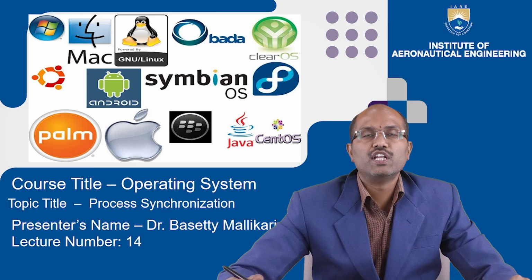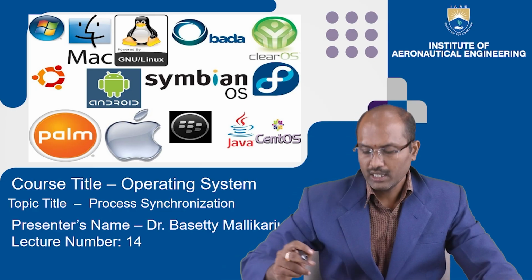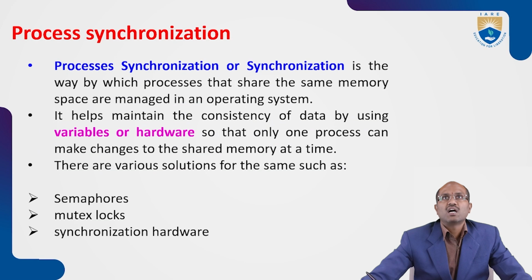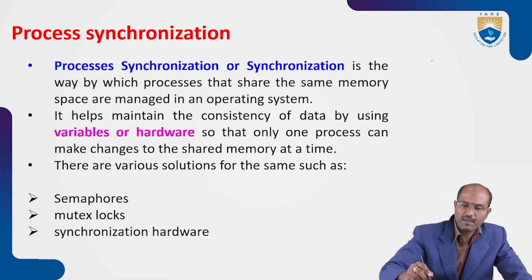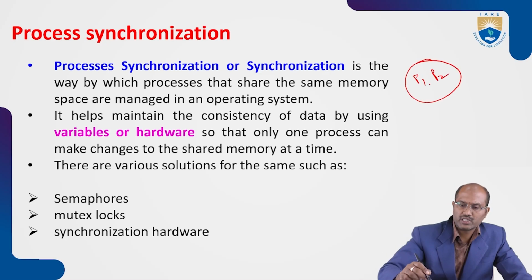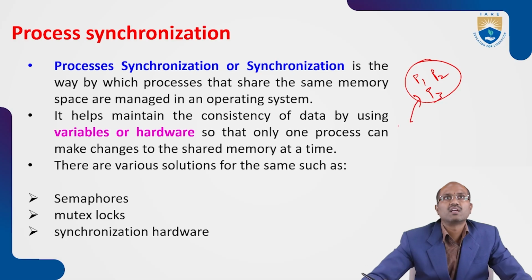In this series of video lectures on operating systems, today we will discuss process synchronization, or normally called synchronization, which is the way by which processes that share the same memory space are managed in the operating system. In the same memory space, there is more than one process that needs to share the resource. That is when synchronization happens.